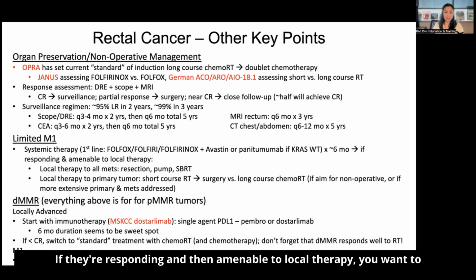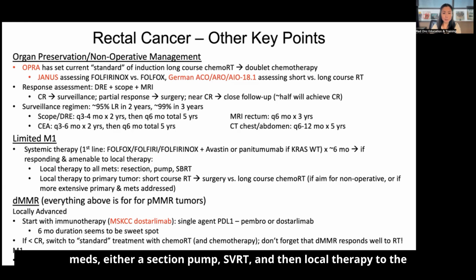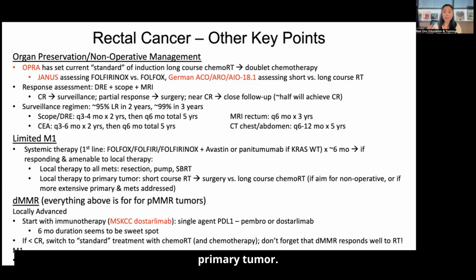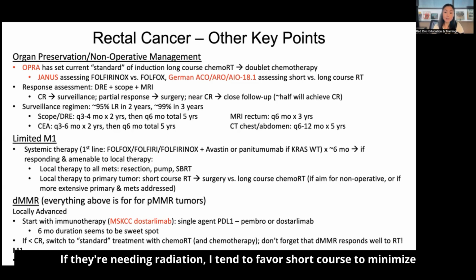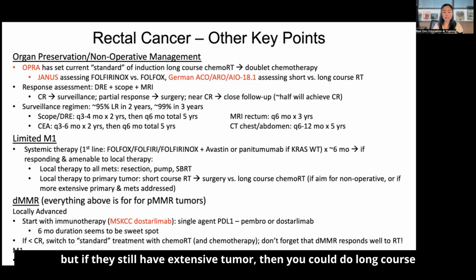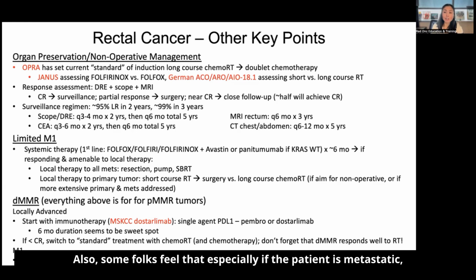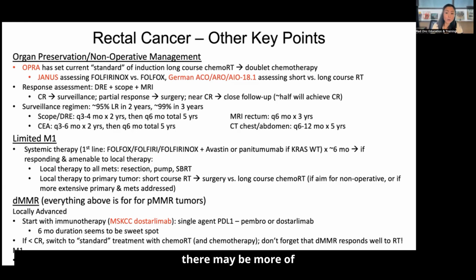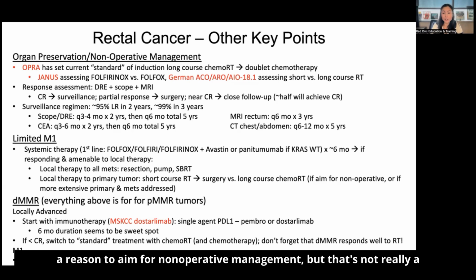If they're responding and then amenable to local therapy, you want to address all the mets, either with surgery or SBRT, and then local therapy to the primary tumor. If they're needing radiation, I tend to favor short course to minimize the time off chemotherapy. But if they still have extensive tumor, then you could do long course chemoradiation. Also, some folks feel that, especially if the patient is metastatic, there may be more of a reason to aim for non-operative management, though that's not really a standard of care.